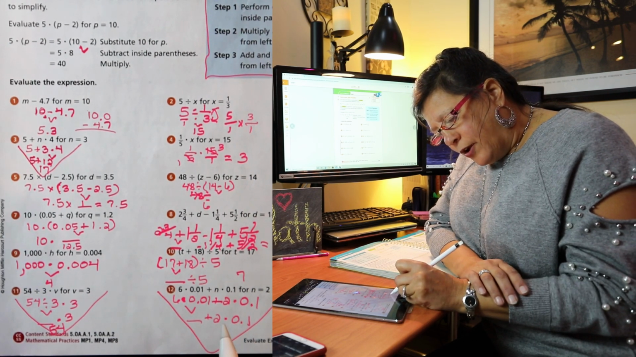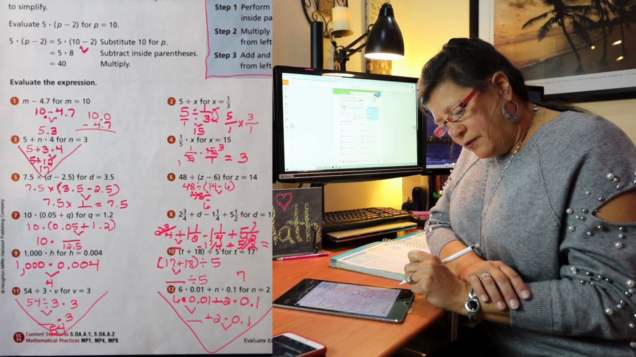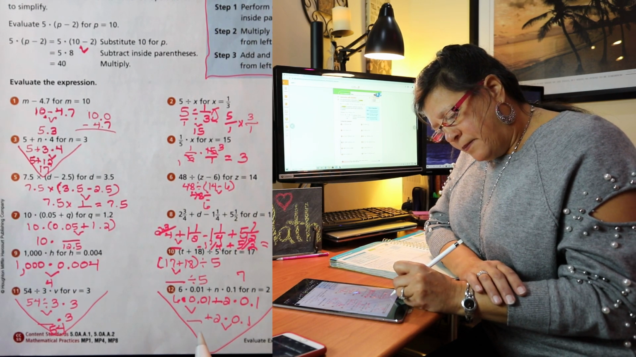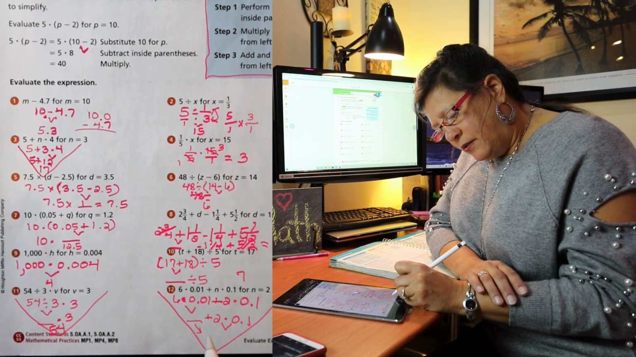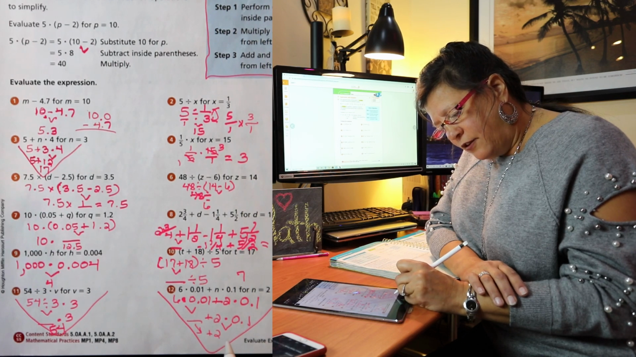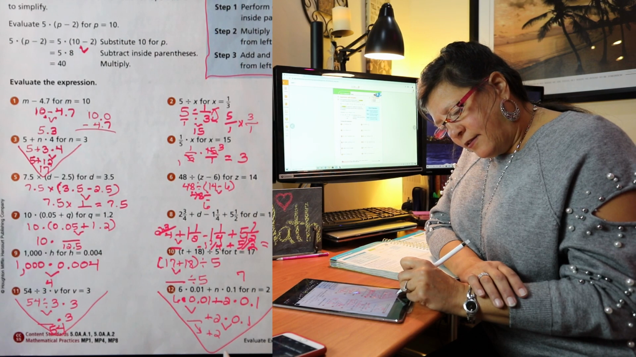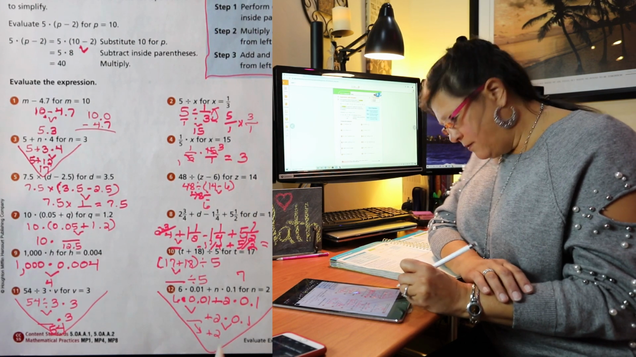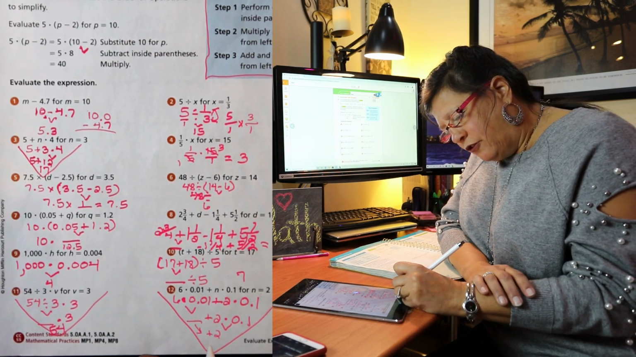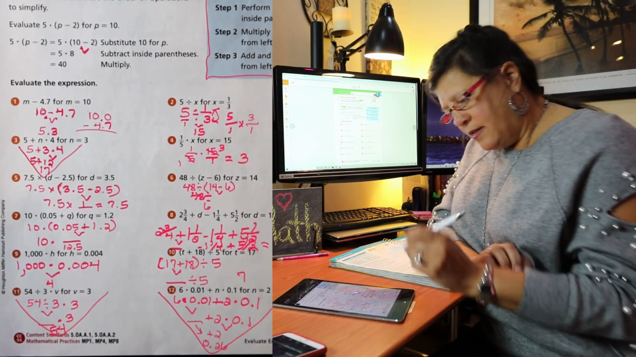Okay, and then you're going to do this multiplication. Okay, move your answer down, right? And then you're going to add last. Then you do the adding, okay? And when you are all finished, you should get 0.26 for that answer.